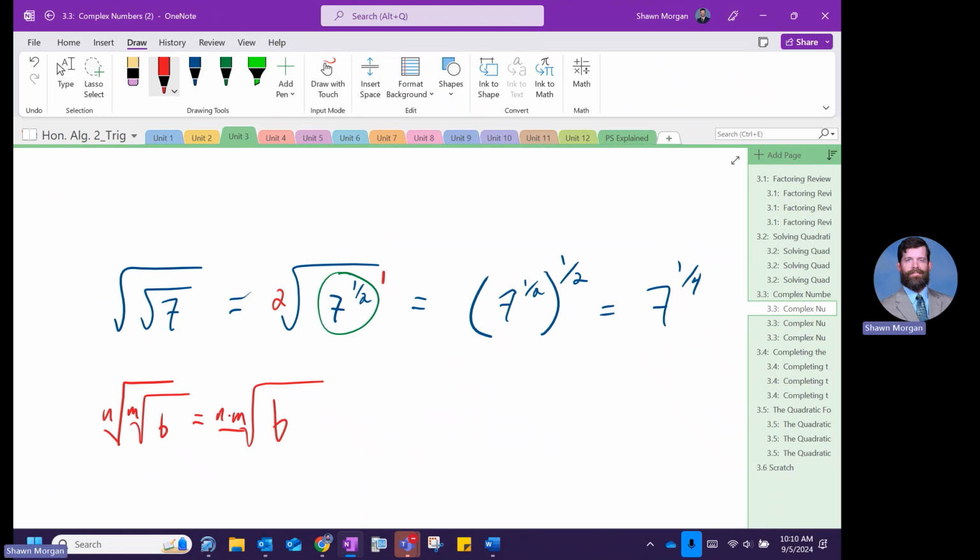If you have something like the square root and then the square root of 8 in the middle, that'd be the same as the fourth root of 8. Absolutely. And that's what this rule does. It allows us to bypass all this and just get right down to the end. So like what's 2 times 2? That's 4. So this would be the fourth root of 7. Right? The fourth root of 7.